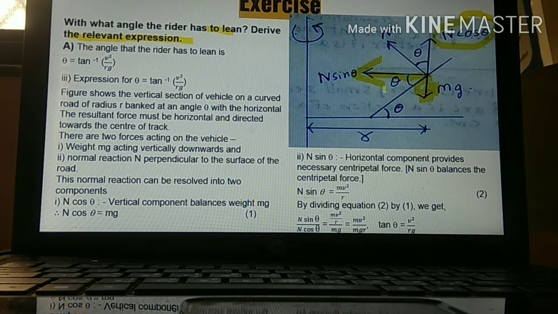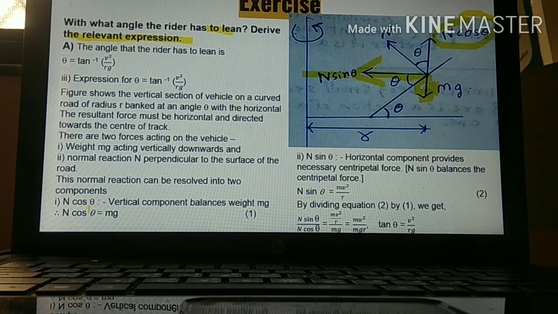So centripetal force will be in the same direction as that of N sin theta. So what we can write? N cos theta is a vertical component which balances the weight of this vehicle. It is N cos theta is equal to mg, as well as N sin theta is balancing the centripetal force. So what we can write? N sin theta is equal to mv square upon r. By dividing equation 2 by 1, N sin theta upon N cos theta is equal to mv square upon r upon mg, which is mv square upon mgr. So over here tan theta is equal to v square upon rg. So therefore we get this relation.